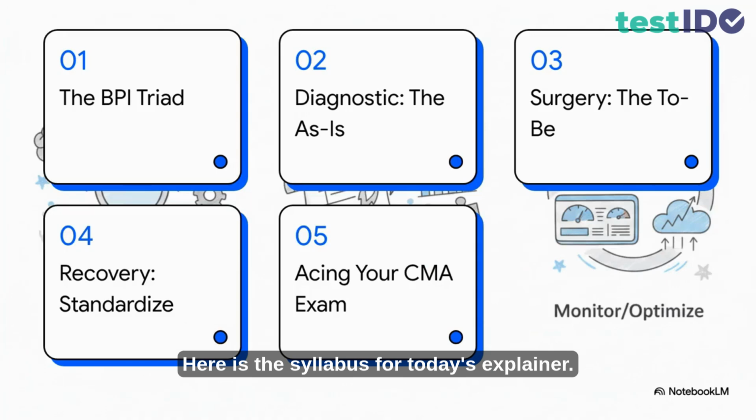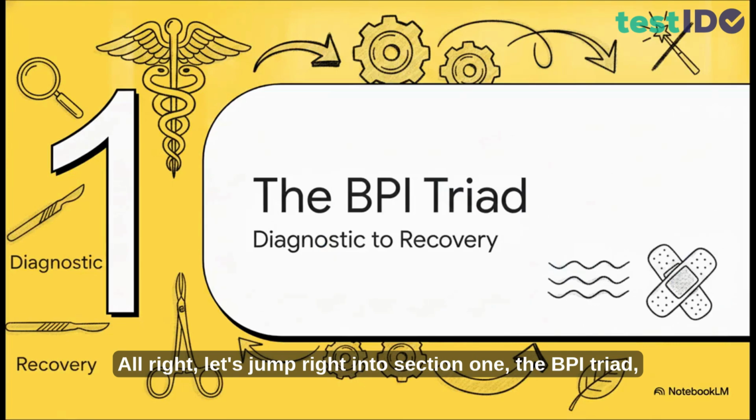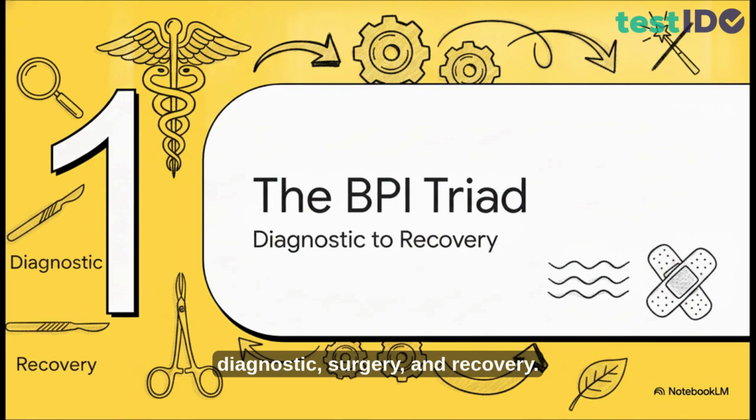Here is the syllabus for today's explainer. We'll be covering the BPI triad: diagnostic, surgery, recovery, and finally, acing your CMA exam. All right, let's jump right into Section 1, the BPI triad: diagnostic, surgery, and recovery.